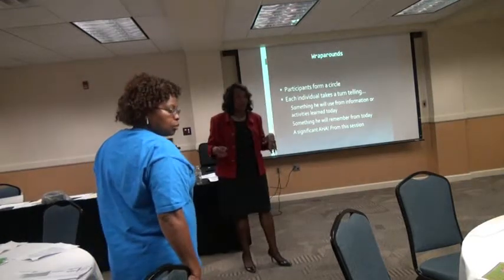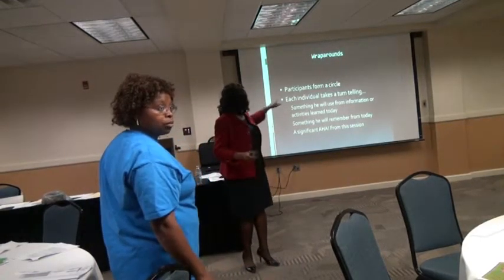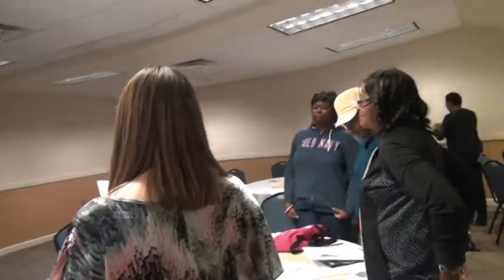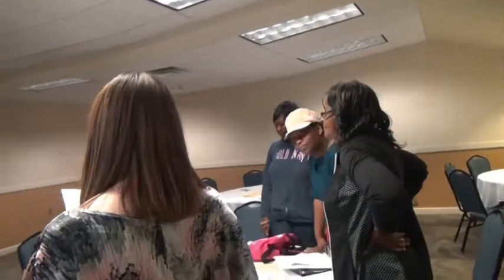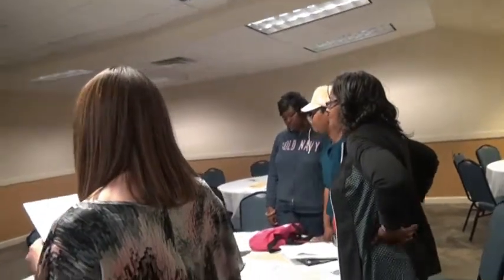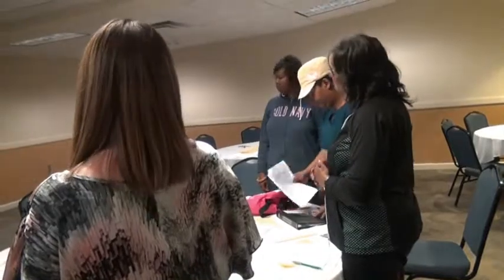So, go ahead, I'm going to let you do it, because I really want the students to do it. So you can read it out loud. You can either read it from your card, or you can read it from here. Wraparounds. 1, the participants form a circle. 2, each individual takes a turn telling A, something he will use from information or activities learned today, B, something he will remember from today, or C, a significant aha from this session. All right, so you heard that.